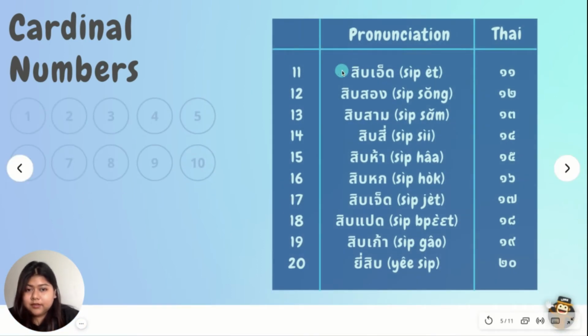Sip-et is 11. Sip-song is 12. Sip-sam is 13. Sip-si is 14. Sip-ha is 15. Sip-hok is 16. Sip-jet is 17. Sip-paet is 18. Sip-kao is 19. Yi-sip is 20.